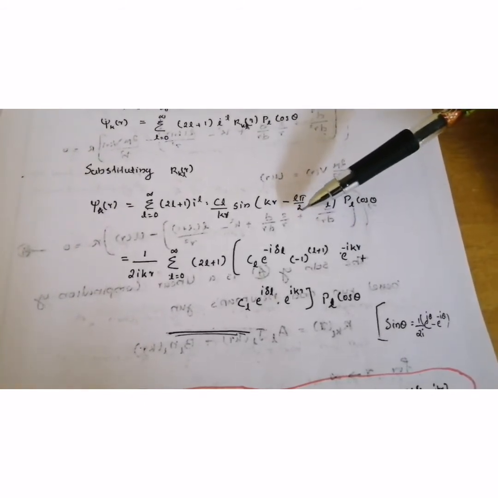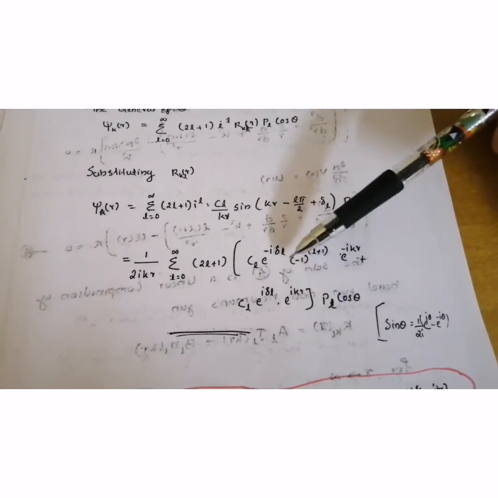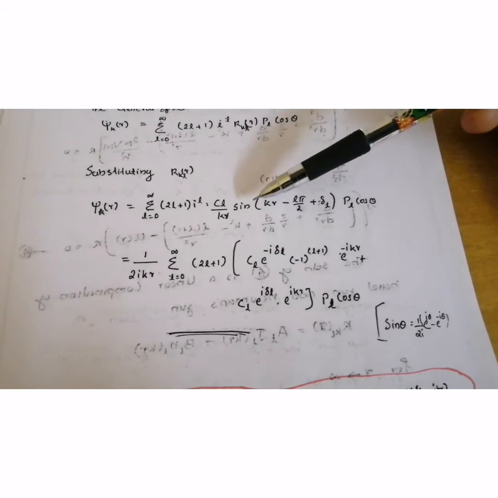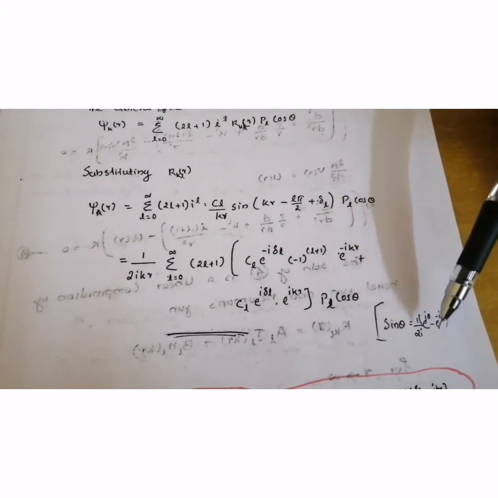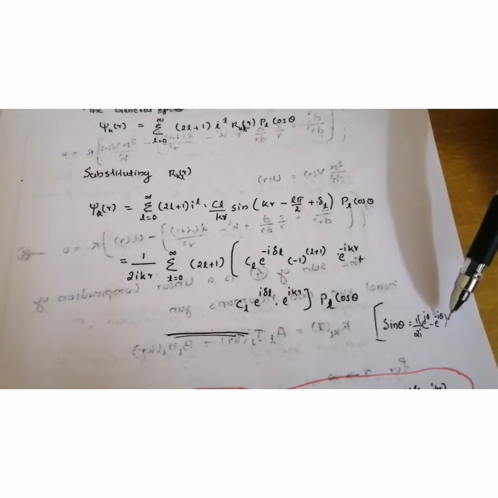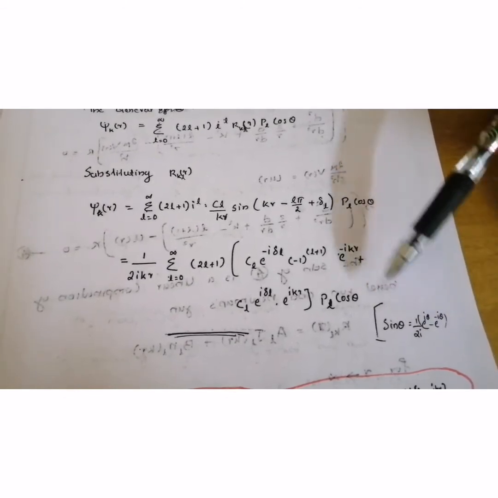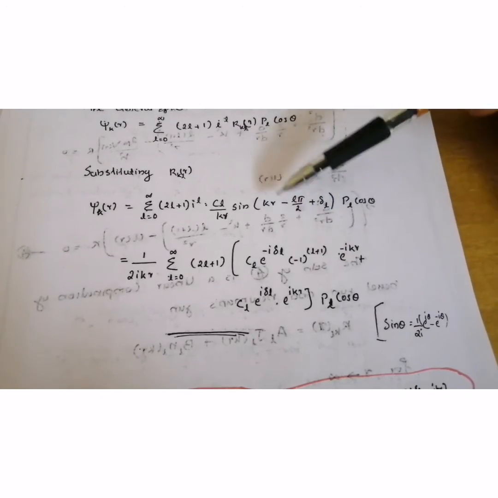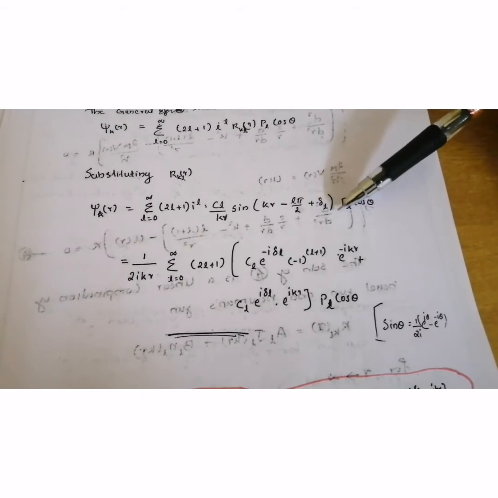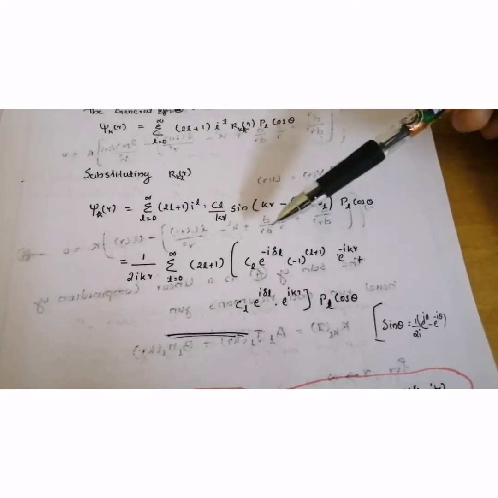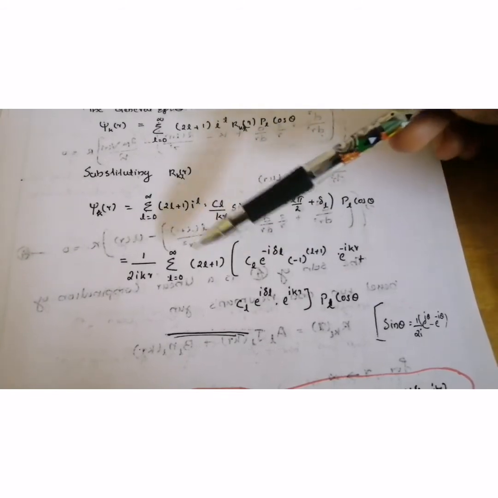Then there is some derivation, and we get the final answer like this. During the derivation, we can put sin theta equal to 1 by 2i (e raised to i theta minus e raised to minus i theta). This is the general formula. Put this instead of the sin theta, where theta is equal to kr minus l pi by 2 plus delta_l. By some rearranging and substitutions, we get the final answer like this.